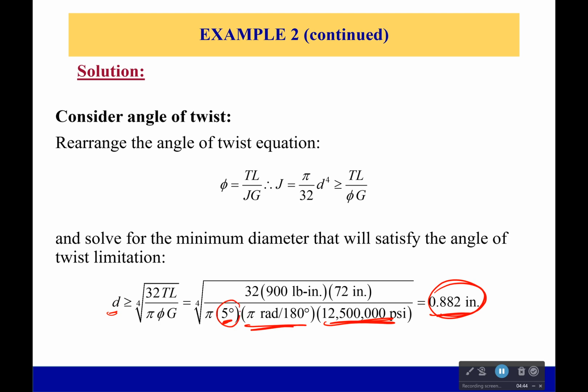Remember, we never, ever, ever use degrees in an equation. Always radians. Always radians. Radians are physical. Degrees are just a way of us talking about things.